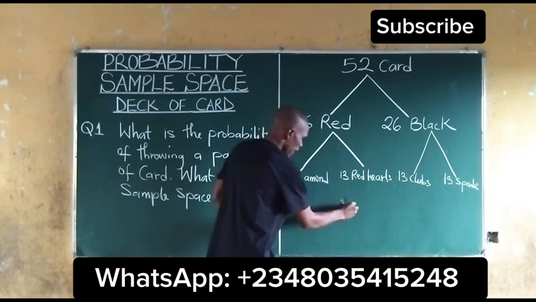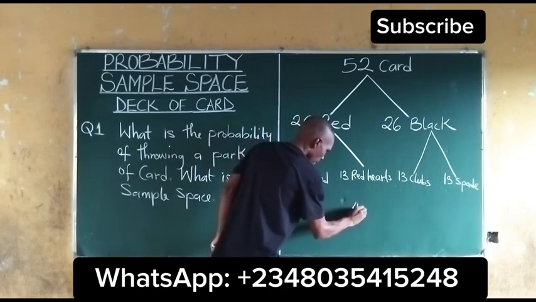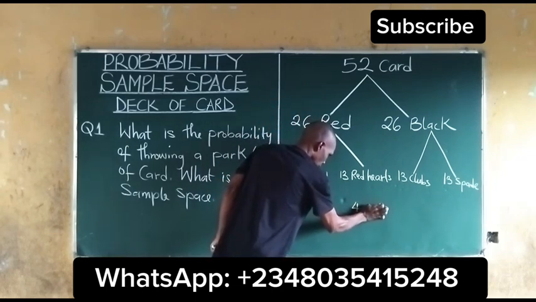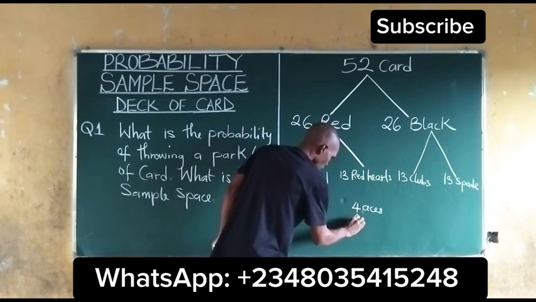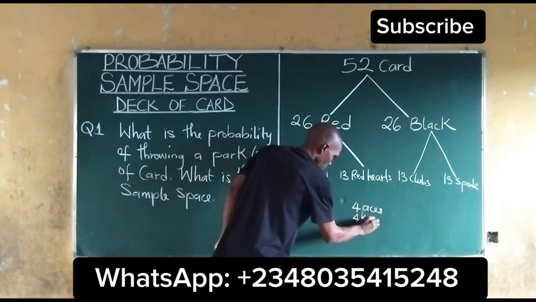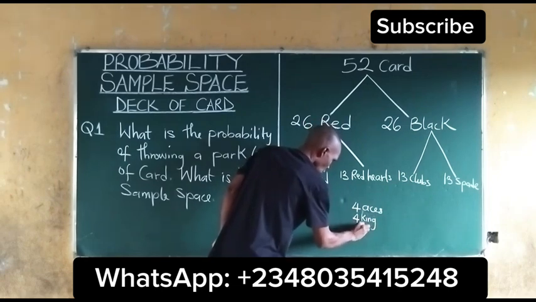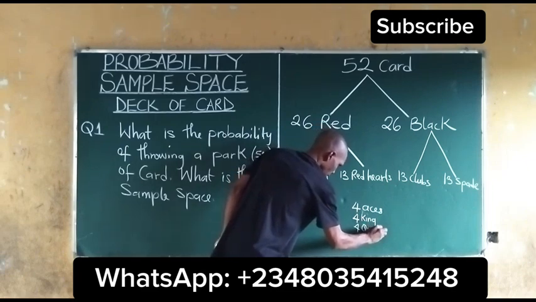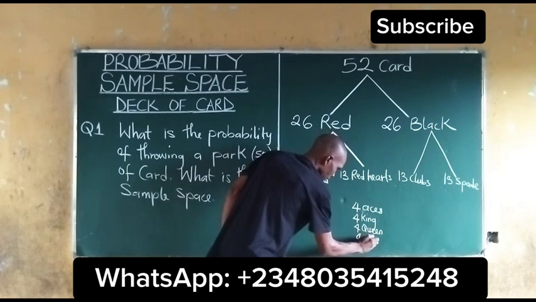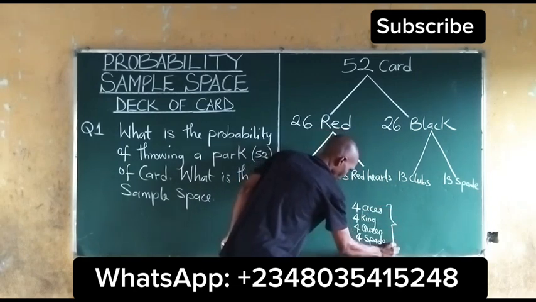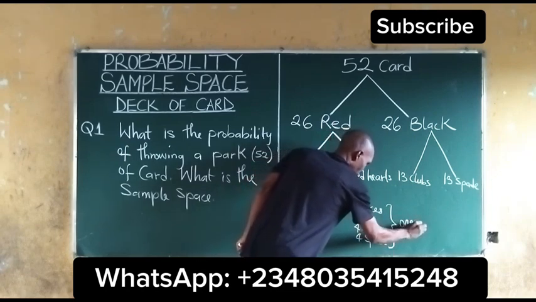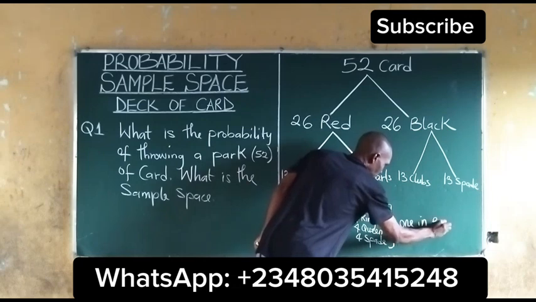Also, we have 4 kings, 4 queens, and 4 spades. One in each.